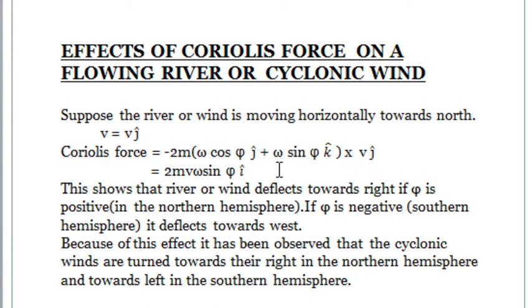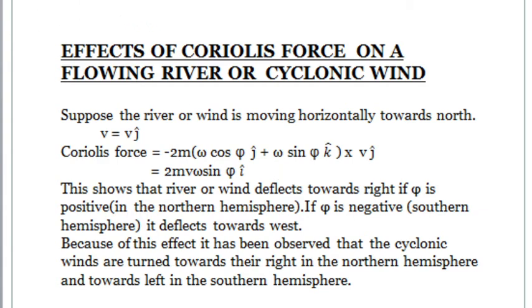But in this case we have to consider the angle. The angle phi is positive in the northern hemisphere and the angle phi is negative in the southern hemisphere. In the case of the northern hemisphere, the deviation of the path is towards the right side. At the same time, in the case of the southern hemisphere, the deviation occurs towards west.